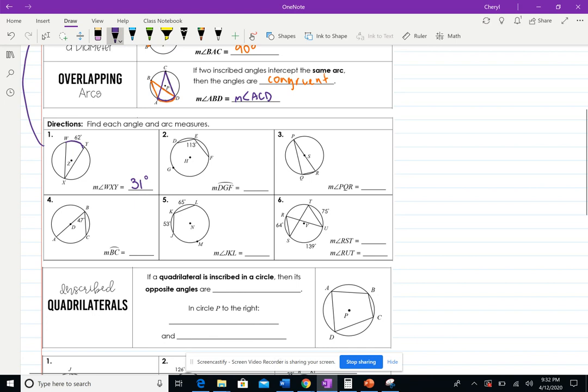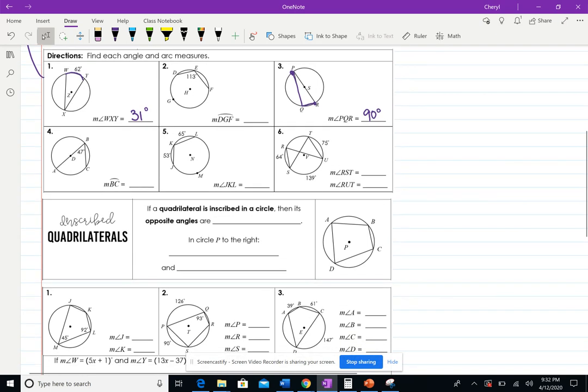Okay, let's skip over to number 3. Number 3 says angle PQR. Well, this one's pretty easy. We see that our inscribed angle has endpoints that are a diameter. So PQR is a right angle. PQR is 90 degrees. Okay, let's try number 5.